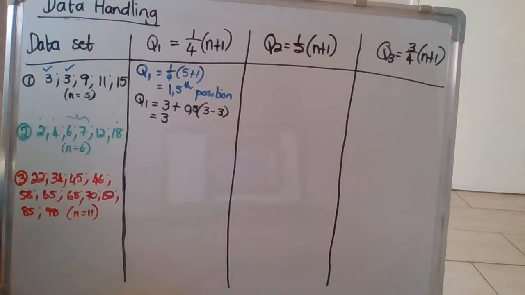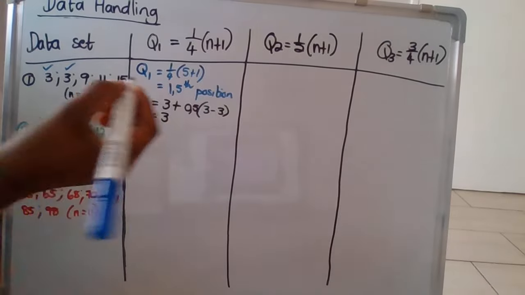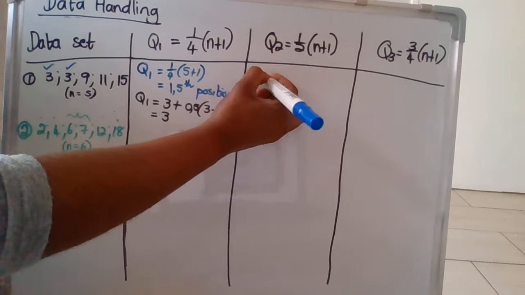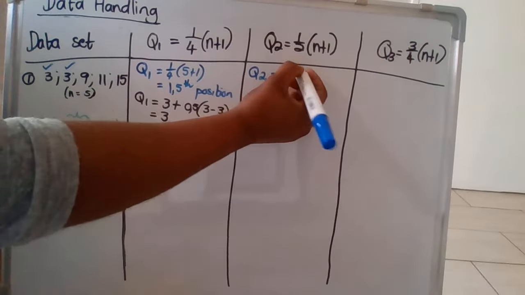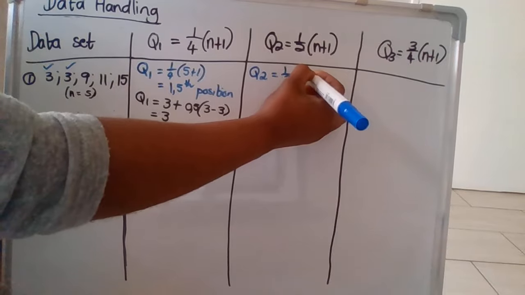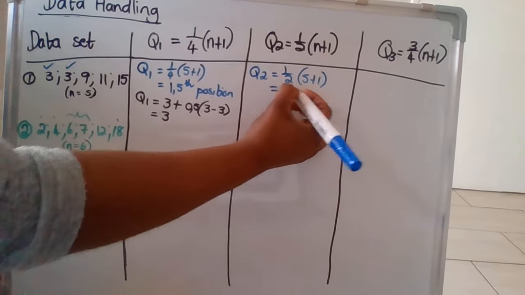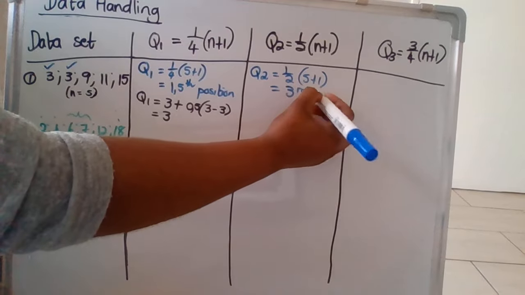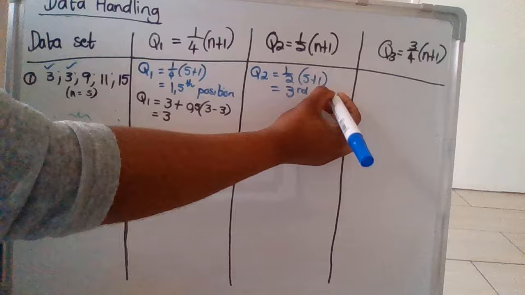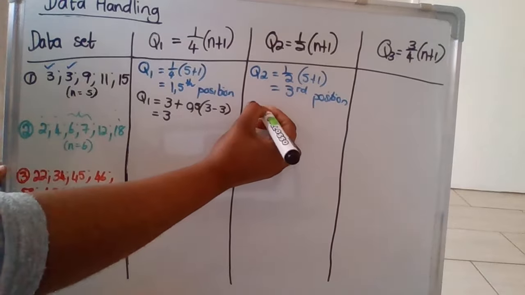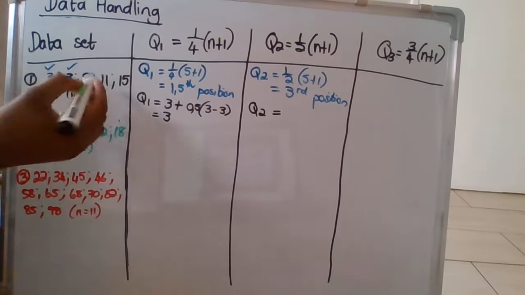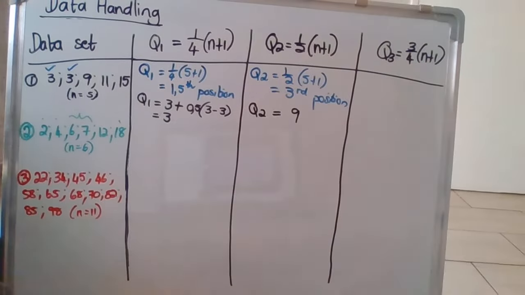If I move on to my median, which is my median quartile, then the same thing. So Q2 tells me the position. Firstly, when I substitute in N, it tells me the position of my median. So it's 1/2 times 5 plus 1, and this works out to 3. So this tells me it's in the third position in my data set. And which value is in the third position? It's 9. So my median here is equal to 9.